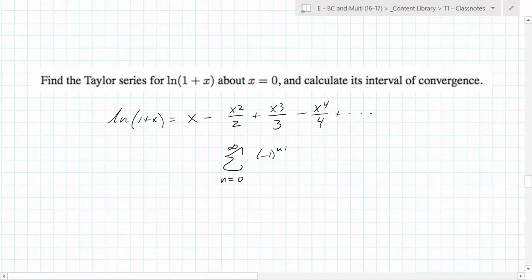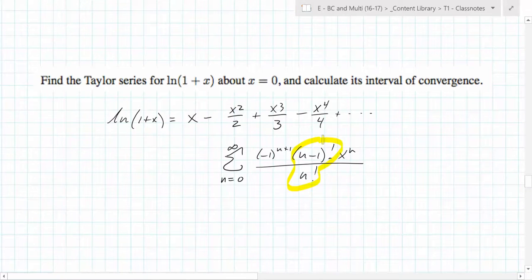Negative 1 to the n plus 1, right? N minus 1 factorial x to the n all over. And yes, you can cancel. You can cancel here, because what is n minus 1 factorial? That's just n in the denominator. This does cancel. You can do that. And this turns into just n like that.